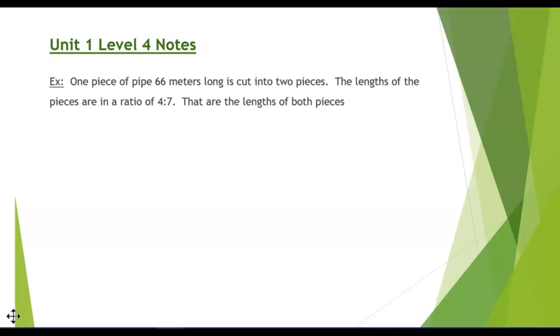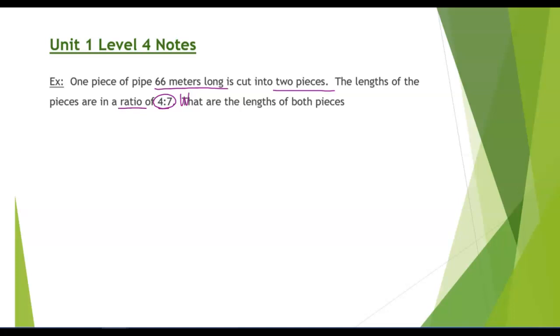Our first example is about a piece of pipe that's 66 meters long, that's huge, and is cut into two pieces. The lengths of the pieces are in a ratio of 4 to 7. What are the lengths of both pieces? Well, there's two ways to do it.